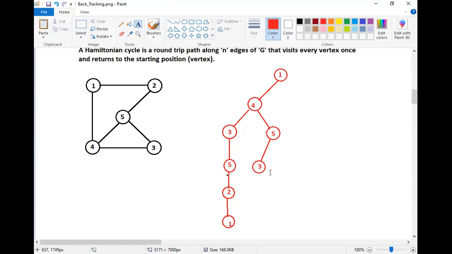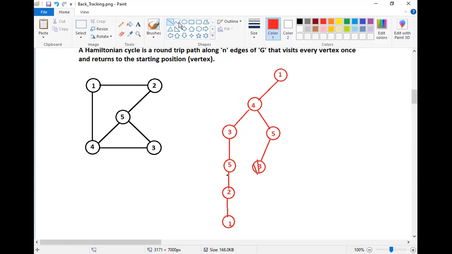From 3 now, where else I can go? There is only one path, which is that 4. Can I go to 4? No, because already 4 is been visited. So is that this particular 3 is a dead end now? Yes. So mark this as the dead end. Mark it as a dead end. So once we reach the dead end, what has to be done? Backtrack. So from 3, now I will come back to 5. Now, from 5, where else I can go now?